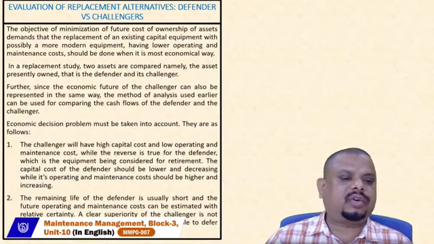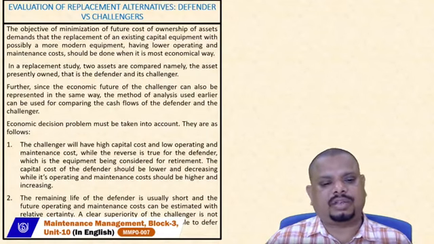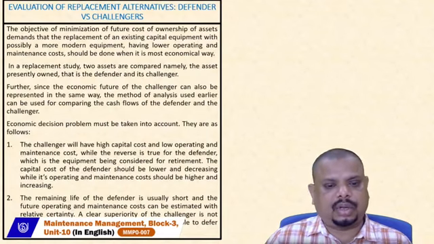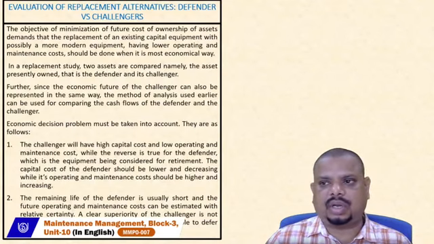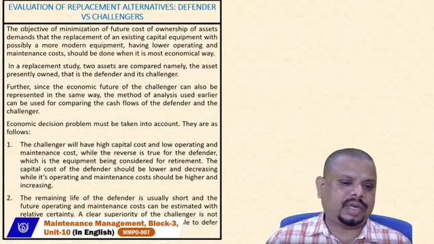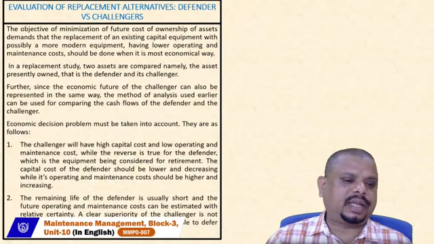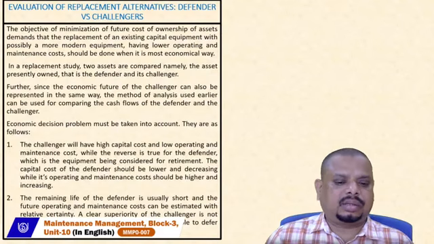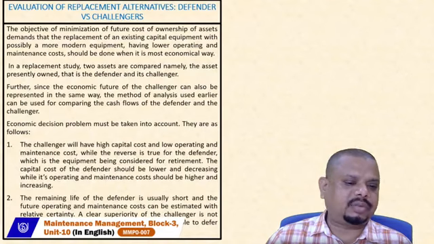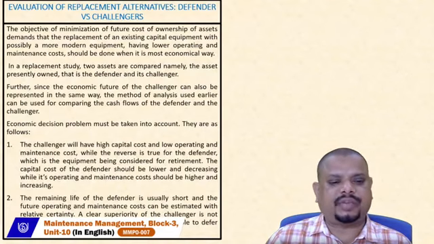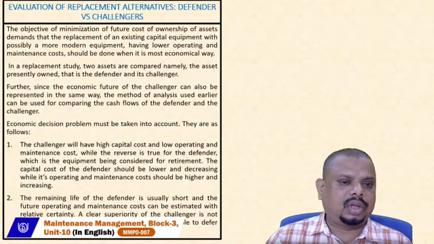The challenger basically focuses on higher capital, or higher, more expensive equipment cost. They can go for decreasing the operating and maintenance cost. But in the case of the defender, they must consider which equipment should be retired, and the operating and maintenance cost should be higher or increasing depending upon the aging factor of the machine and equipment.